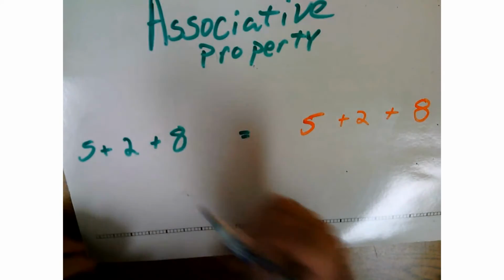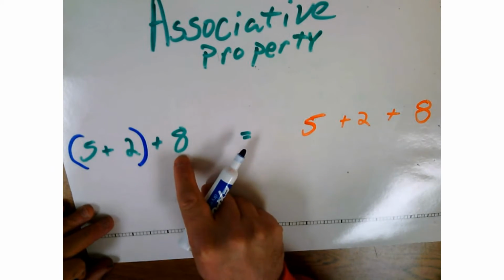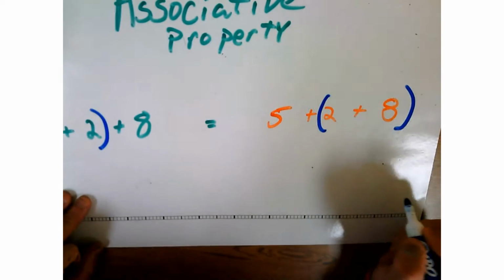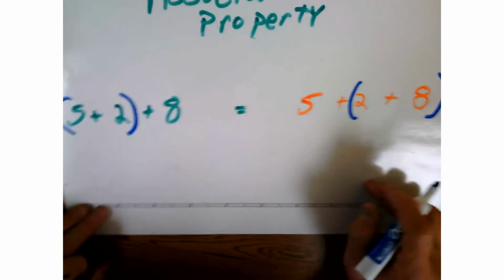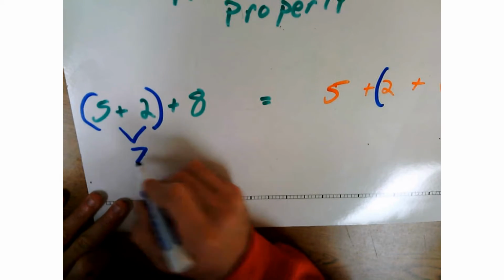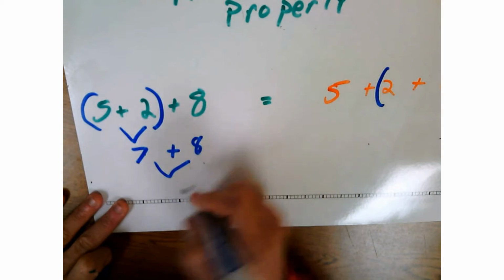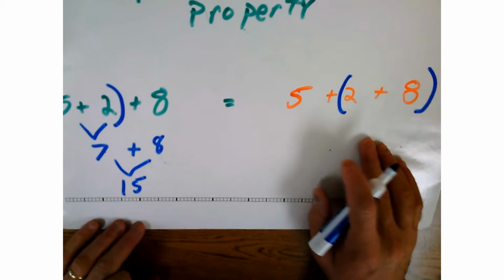Here's what I mean. I could group it (5 plus 2) plus 8, or I could group it 5 plus (2 plus 8). Let's see if it makes life easier in one or the other. It's still an easy problem. I know 5 plus 2 is 7. Then bring down the 8. And I know 7 plus 8 is 15. Not too bad. But let's see if this way is even easier.